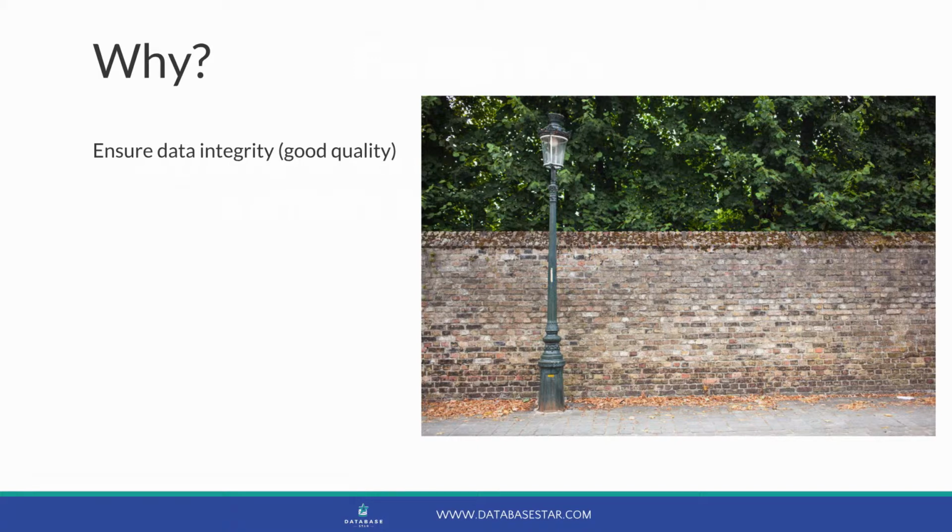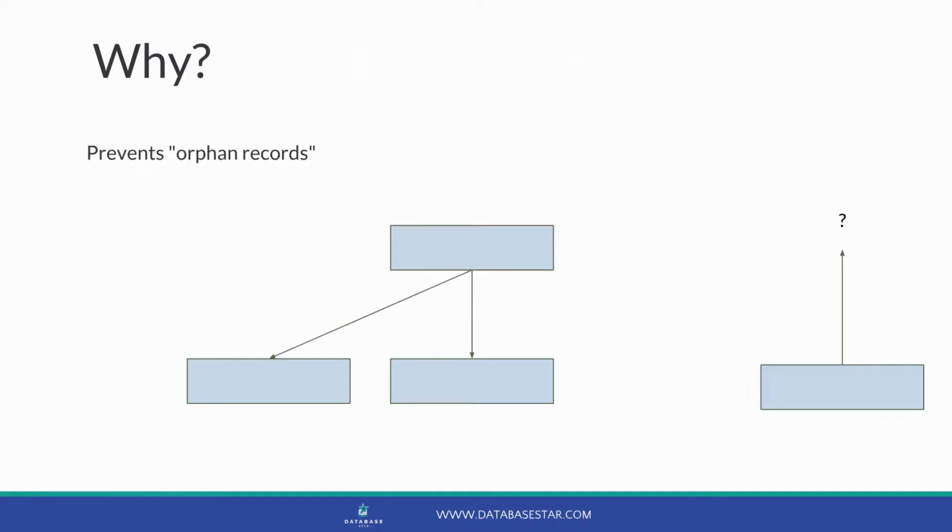So why do you need a foreign key in a database? First, they ensure data integrity. What does that mean? It means that the data in your tables is good quality. It means you don't have records on one table referring to non-existent records in another table. This makes it easier for any application that uses the database to know how the data is related. It also helps to prevent orphan records.